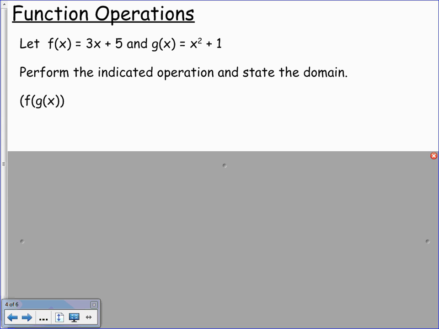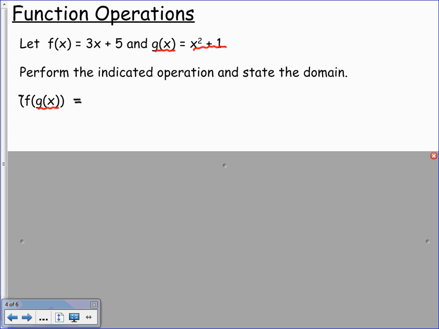This means we're going to take g of x, and we are going to plug it in for x in f of x. What is g of x? Okay, it says x squared plus 1. Would you be okay with me saying, since g of x really is x squared plus 1, can I write this?